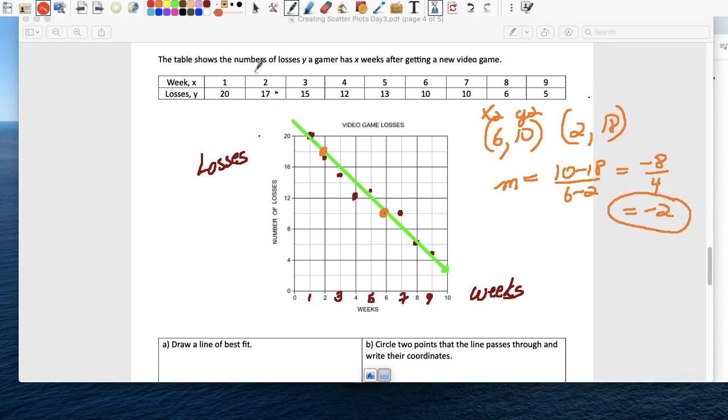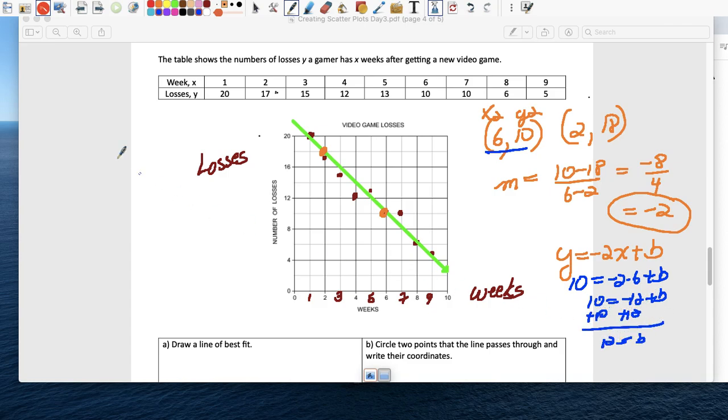It's a negative correlation, right? So y equals negative 2x, and let's find b. Let's pick a point, let's just use this one. 10 equals negative 2 times 6 plus b. 10 equals negative 12 plus b. We're going to add 12 on both sides. So b equals 22, not 12. Our full equation is y equals negative 2x plus 22.